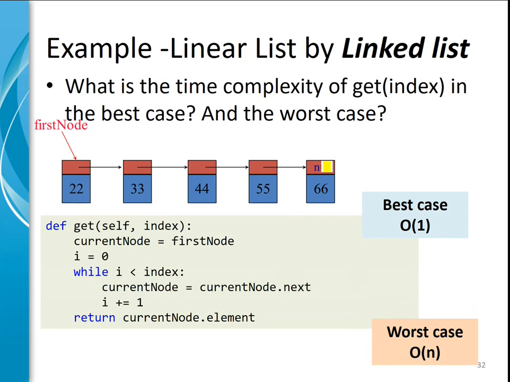How about another case? We get something from the linked list. I hope you still remember that when we were working on it. So what is the best case? The best case is that the first node is the one you want to get, right? You get index 0, then you don't need to go further along the train. You just get the first one, pointed to by the first node, then you can get the result. It is the best case. How about the worst one?